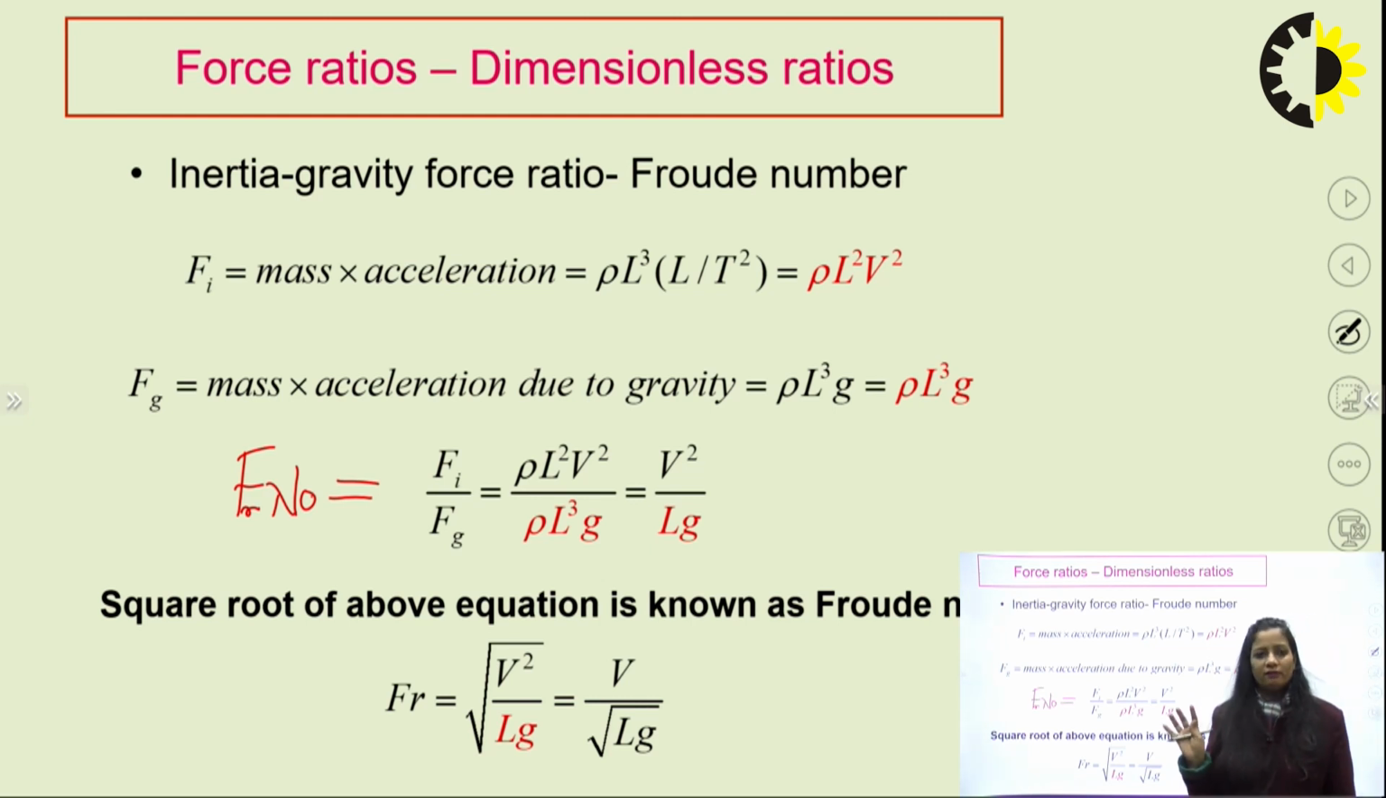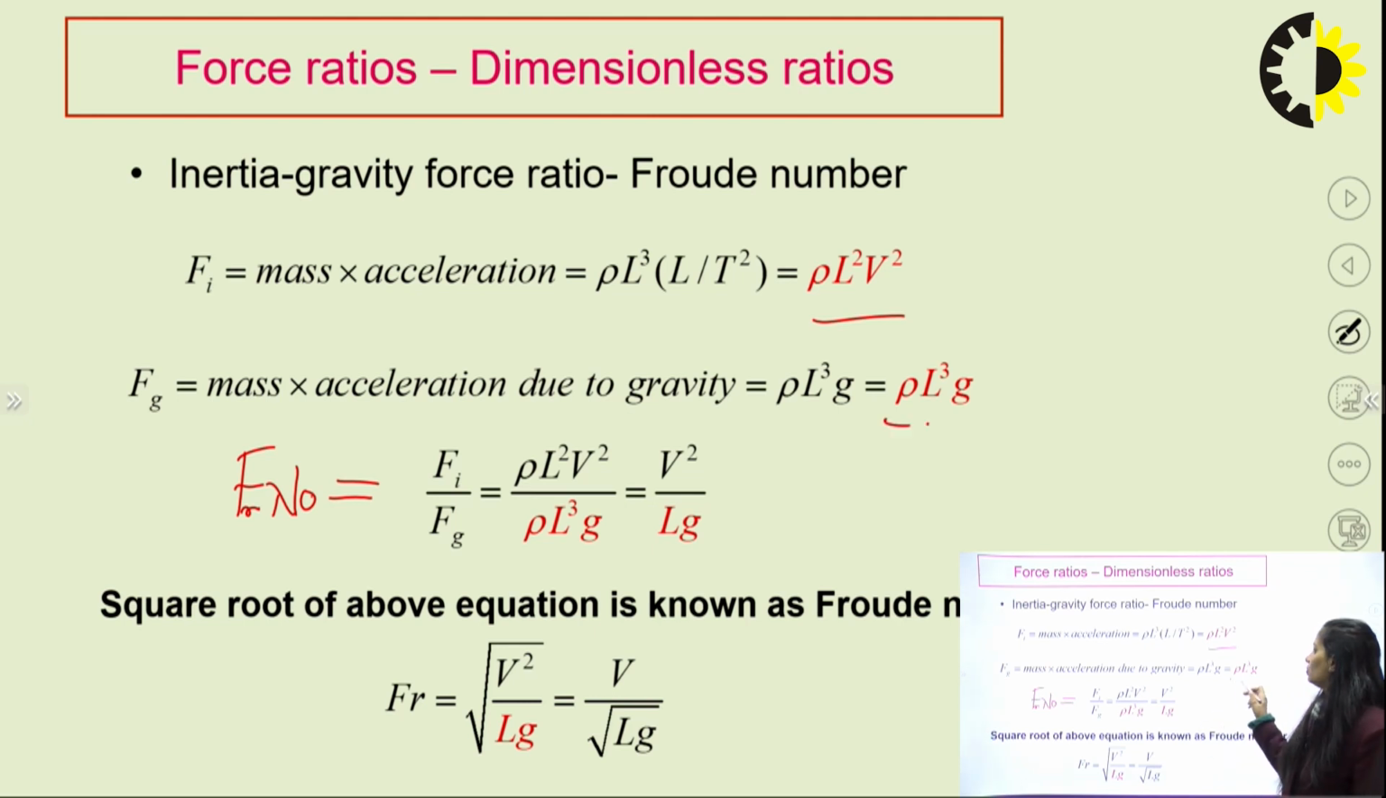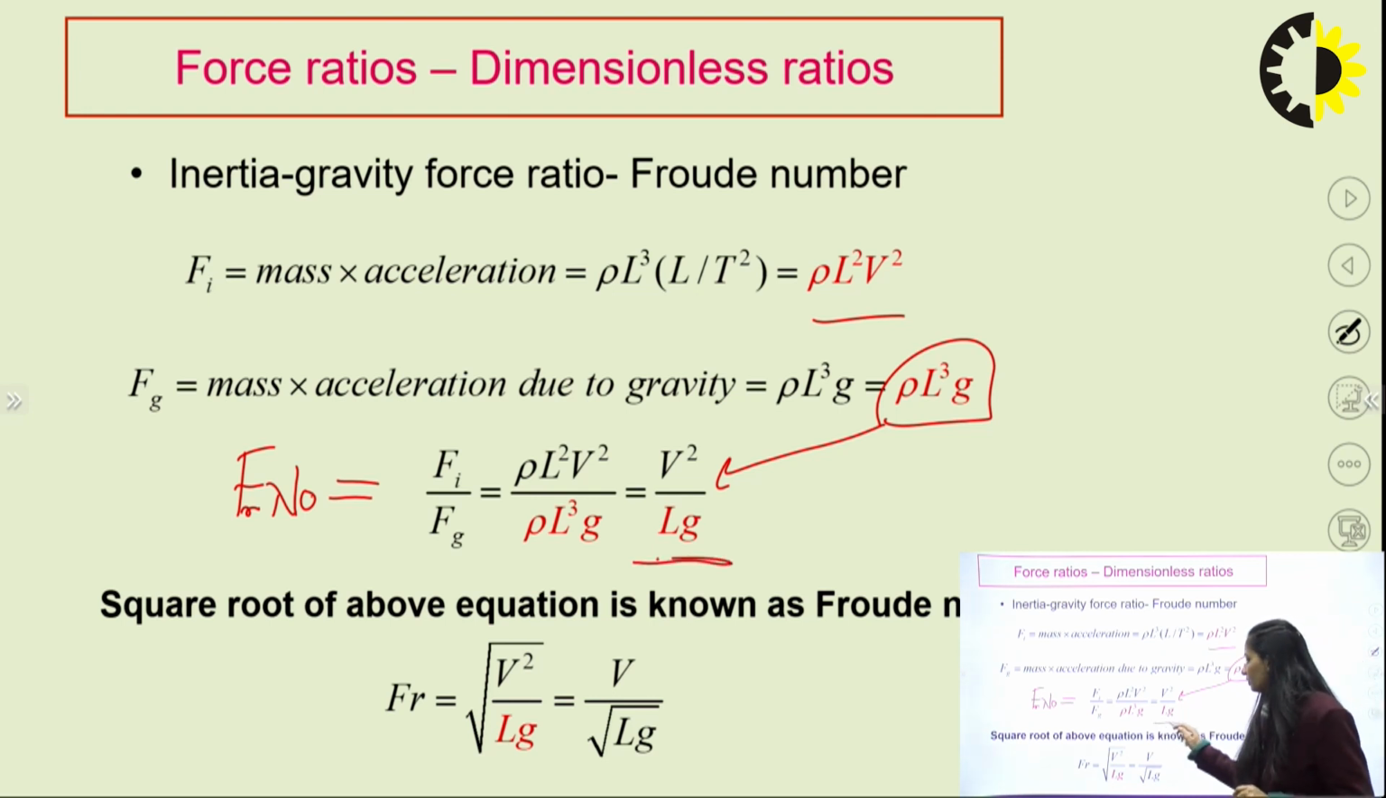So we know very well what is inertia force. This is rho L square V square. Here it is well written. And what is the force due to gravity? That will be equal to mass multiplied by gravity, and here you can formulate that also as rho L cube g. Okay, so just put in this particular equation of Froude number, you will get V square by L g. Here it is well written.